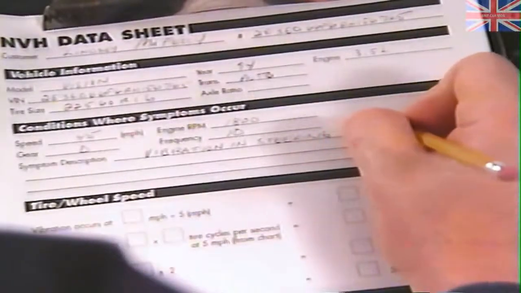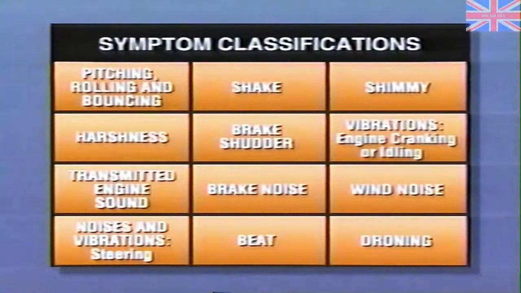Depending on the symptoms specific to the vehicle you're working on and the extent of testing performed, you should be able to place the noise, vibration, or harshness into one of these classifications. Each classification has a unique set of probable causes allowing you to isolate the trouble. We will briefly cover shake, beat, and droning. Refer to your reference book for descriptions of the other classifications and their common causes.